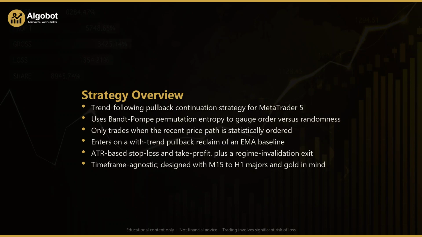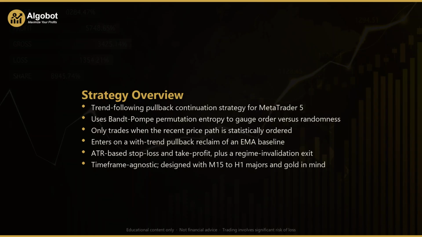Permutation entropy regime trend is a trend-following, pullback continuation strategy. That means it doesn't try to catch tops and bottoms. Instead, it waits for an existing trend, then looks to join it on a small pause or dip. What makes this approach distinctive is the filter sitting in front of every trade. That filter is the Bandt-Pompa permutation entropy. It's a statistic borrowed from complexity science that measures how ordered or how random a sequence is.